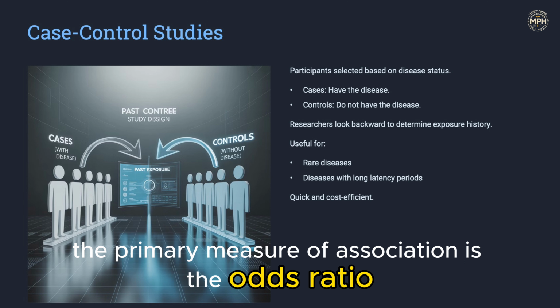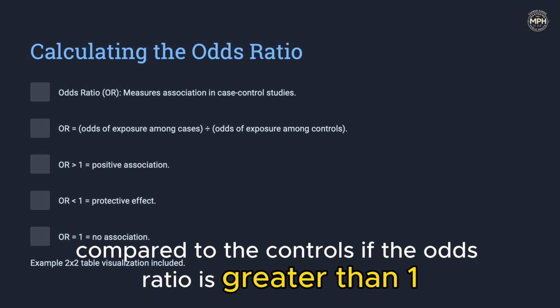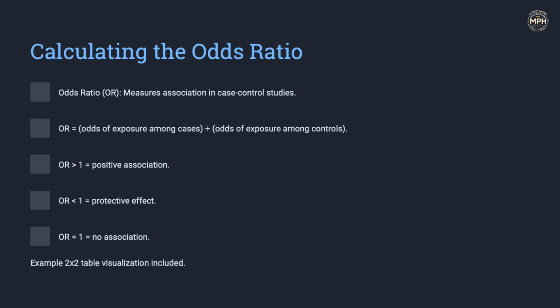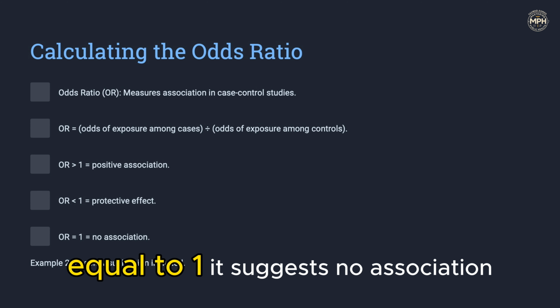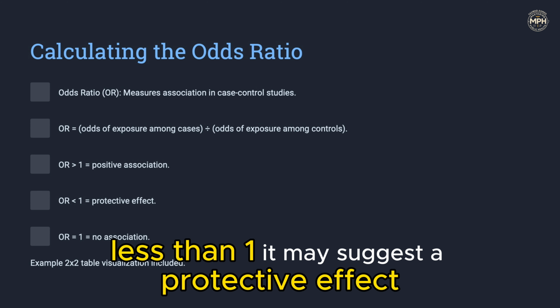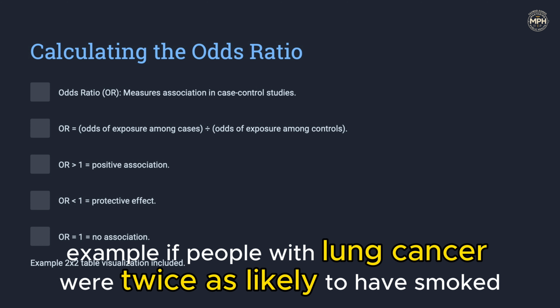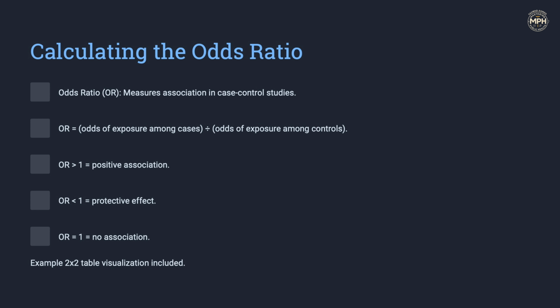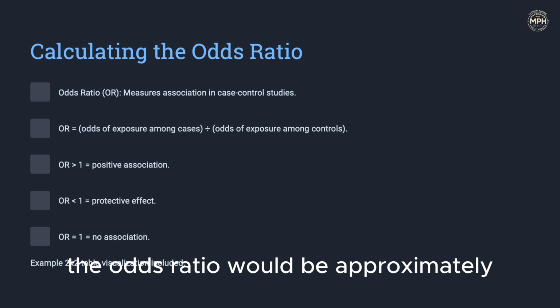The primary measure of association is the odds ratio. Calculating the odds ratio tells us how much more likely the cases were exposed compared to the controls. If the odds ratio is greater than 1, it suggests a positive association. Equal to 1, it suggests no association. Less than 1, it may suggest a protective effect. A 2x2 table helps organize data and calculate the odds ratio. Example: if people with lung cancer were twice as likely to have smoked compared to those without lung cancer, the odds ratio would be approximately 2.